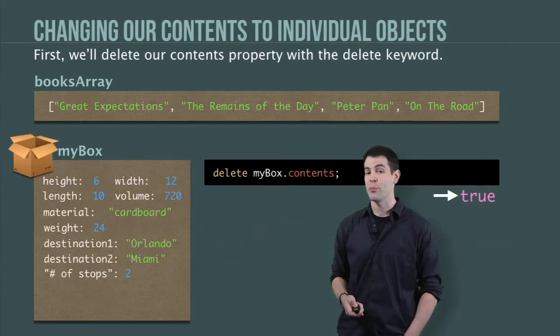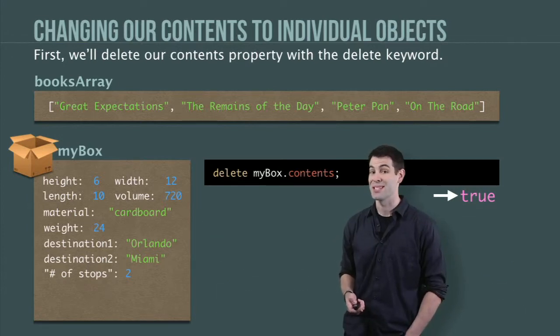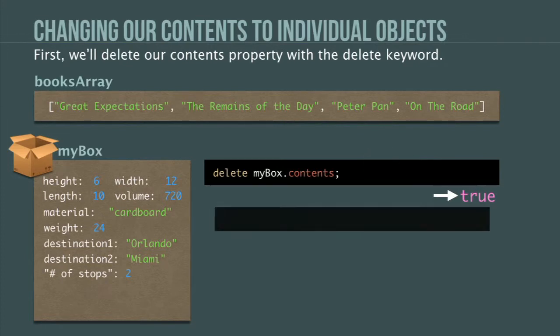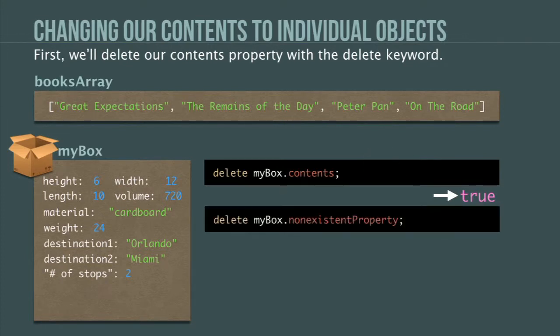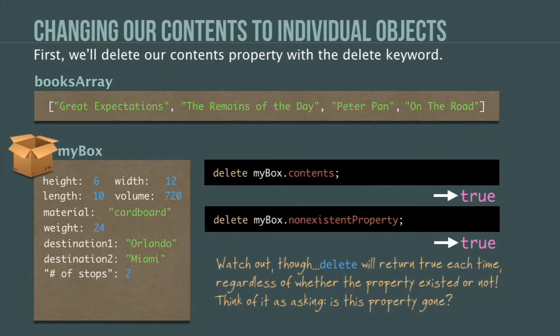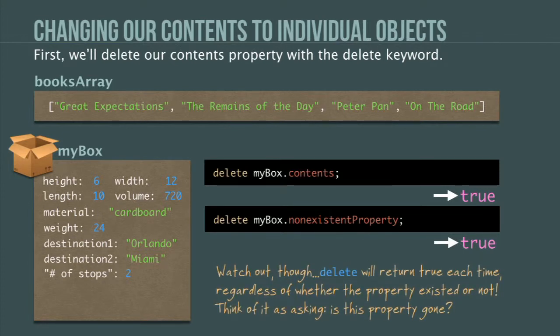Now, you've got to be careful about that delete command, because guess what? It's always going to return true. If I tried to delete mybox.nonexistent property, we get a true back. What? Weird, it was never even there. Now, why is that? You should think about the delete command as asking, is this property gone after it has been deleted? So, of course, if it looks for something and it's not there, it's going to say true, the property is gone.